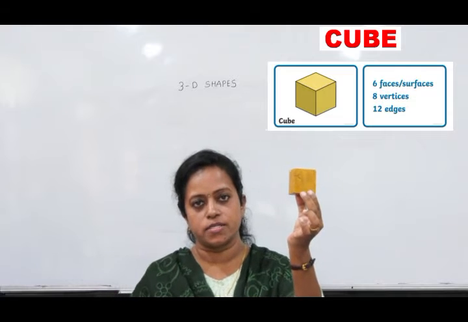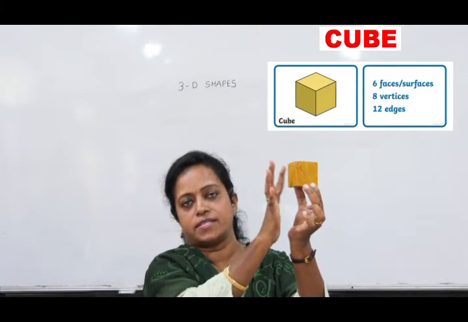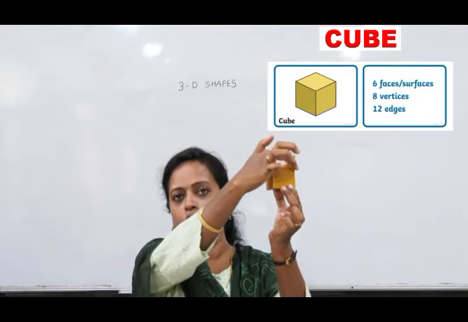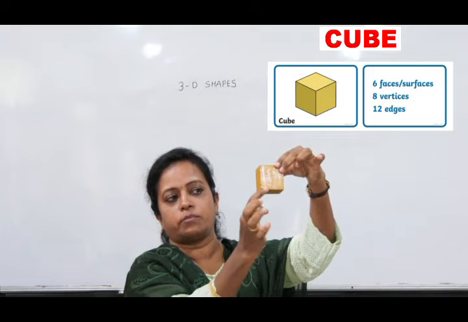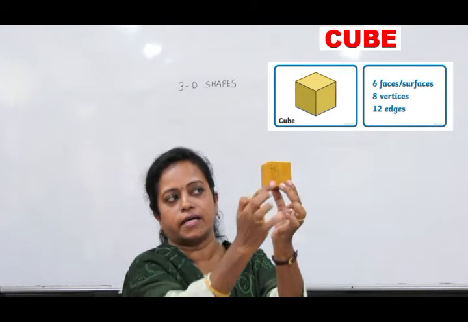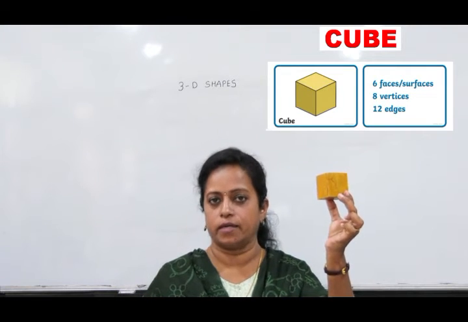What about the edges? Edges are the line segments where two faces meet. So how many edges are there? At the top you will have 4 edges. And at the bottom you will have another 4, so 8, and at the corners again you will have 4. So there are 12 edges in a cube.